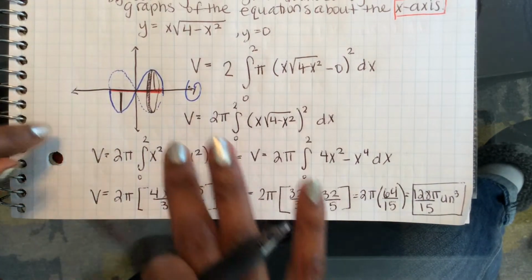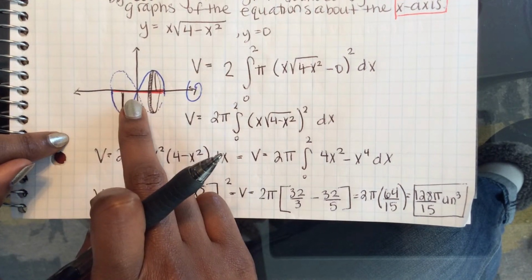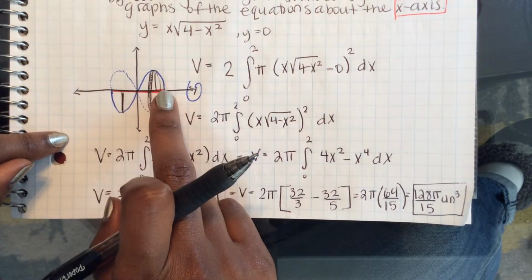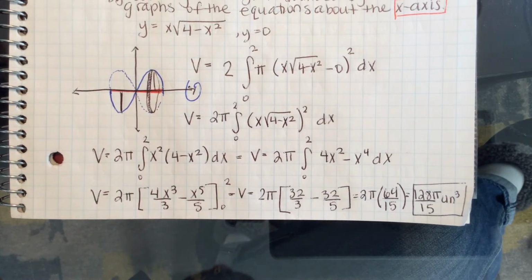So remember, you could have done two integrals, one from -2 to 0 and one from 0 to 2. But since it was symmetrical, I didn't want to do that unnecessary work.